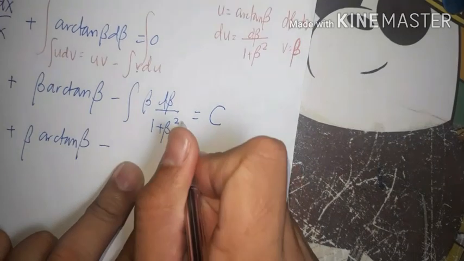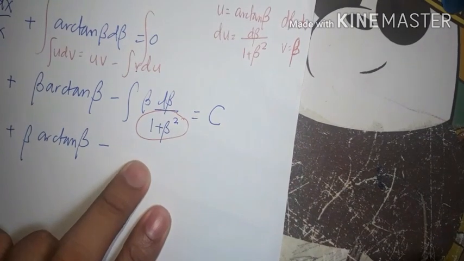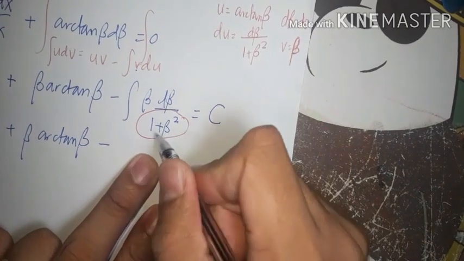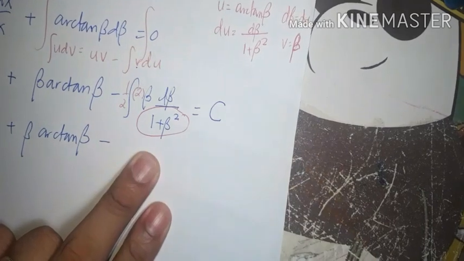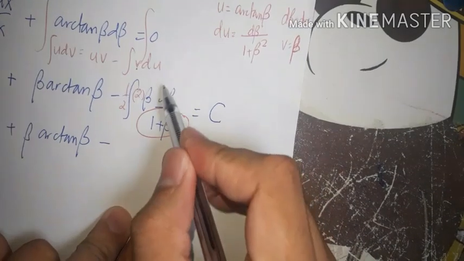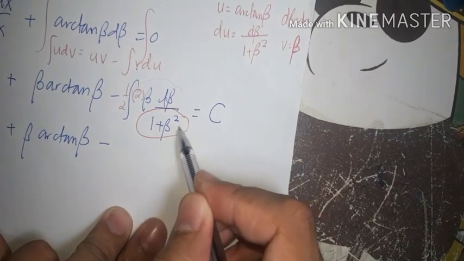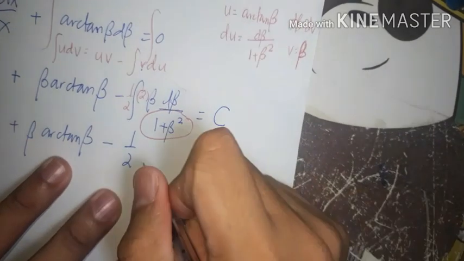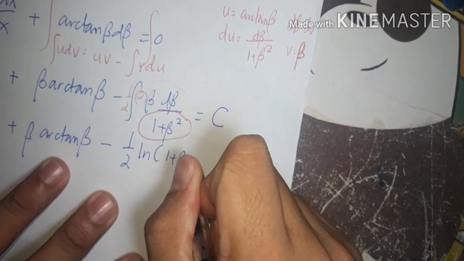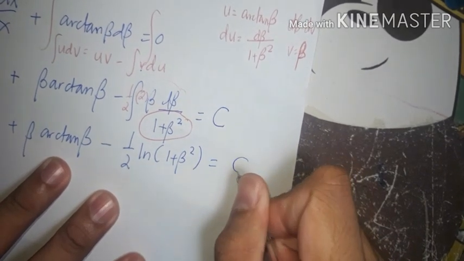If I'm going to set this to be my u, the derivative is 2 beta d beta. So I need to provide 2 and then compensate with 1/2 so that this becomes your du and this is your u. So that gives you negative 1/2 ln of 1 plus beta squared is equal to c.